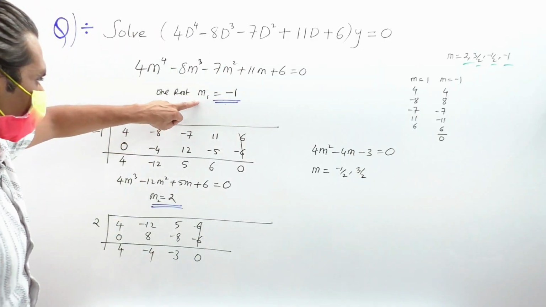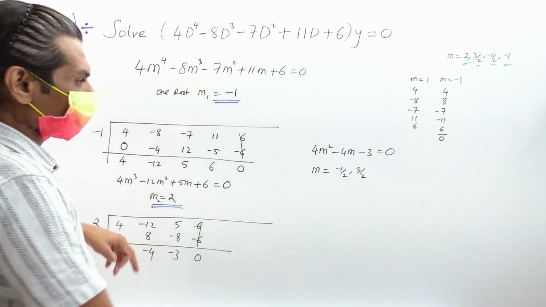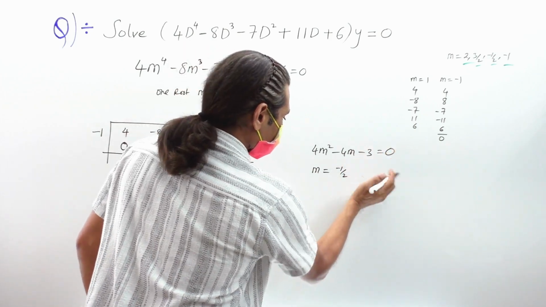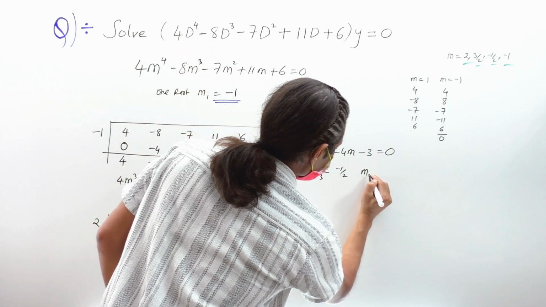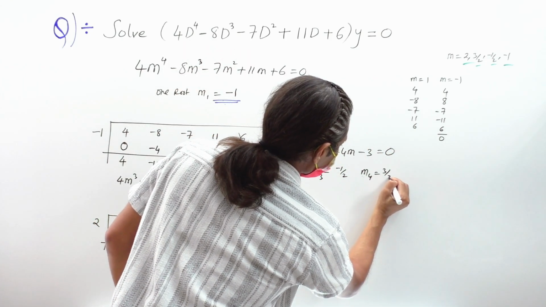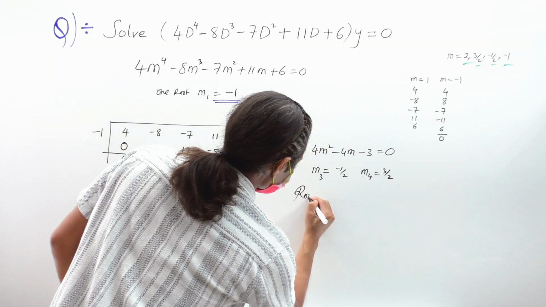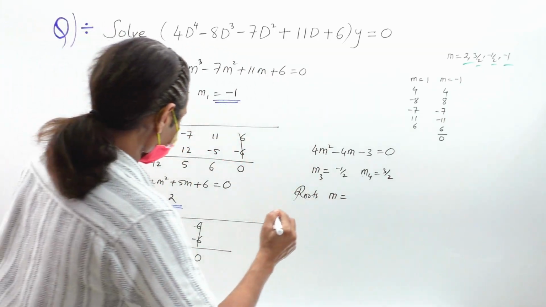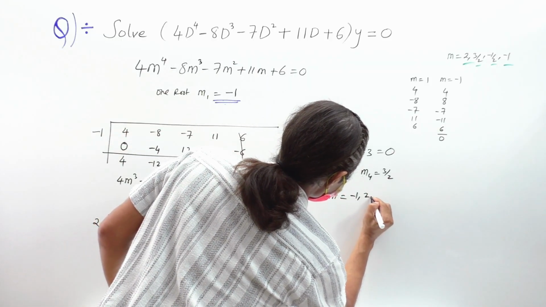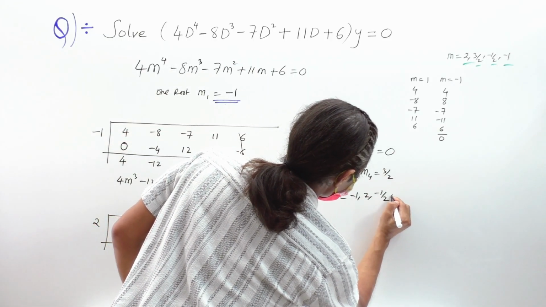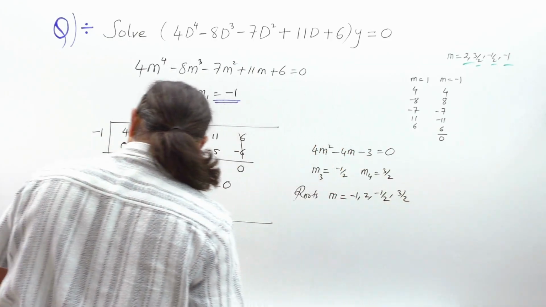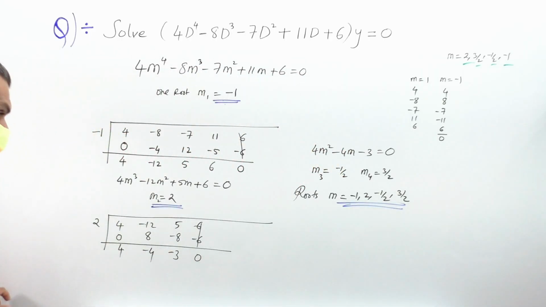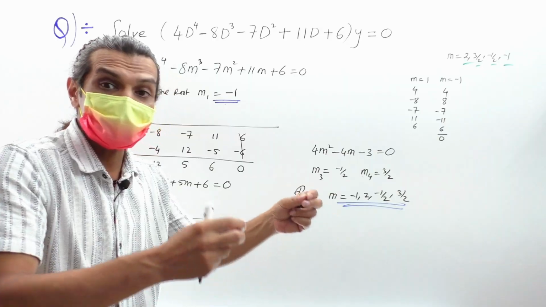Okay, so one root is m1 is minus 1, m2 is 2, then minus 1 by 2, 3 by 2. Therefore, m3 is equal to minus 1 by 2, m4 is equal to 3 by 2. Therefore, all the roots which are obtained are m is equal to minus 1, 2, minus 1 by 2 and 3 by 2. That's it. These are all the roots, and we have all the roots here. All roots are real and distinct.